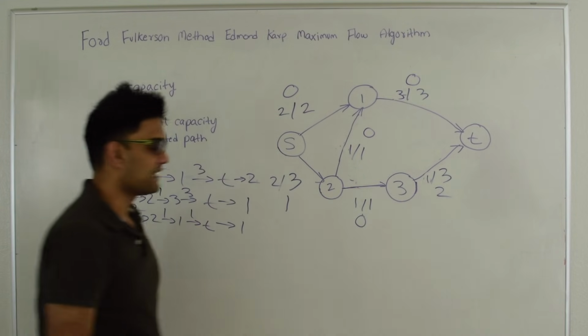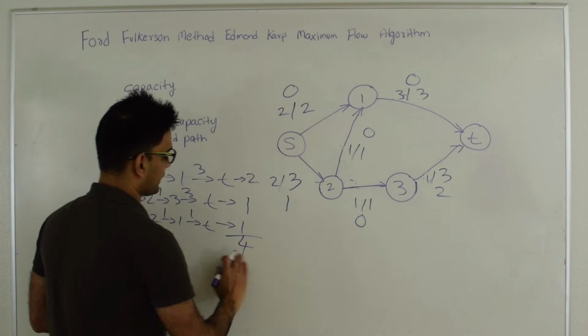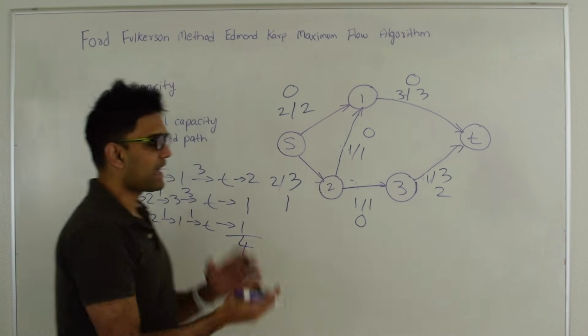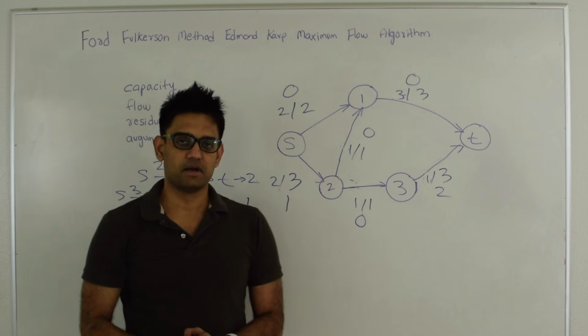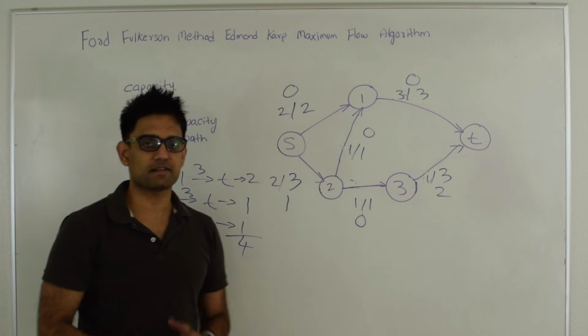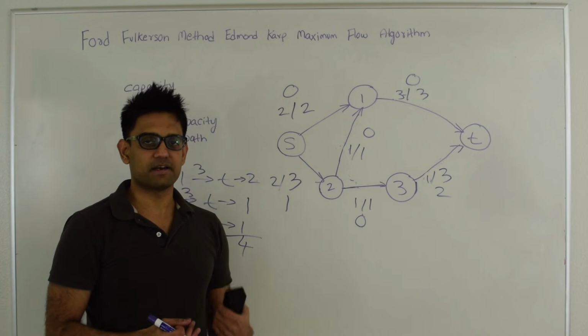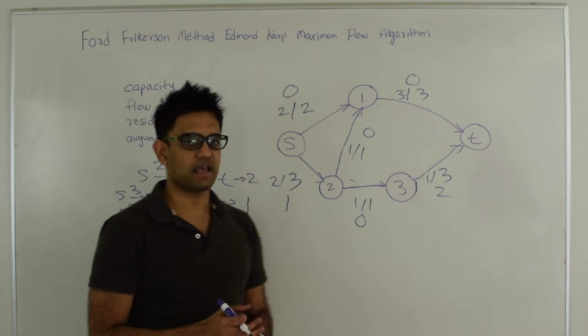Now you cannot find any more augmenting path. So the maximum flow in this network here is 4. So this algorithm is Ford-Fulkerson algorithm. What Edmonds-Karp suggested was to find this augmenting path using a BFS search, and this helped in greatly reducing the time complexity for this algorithm.